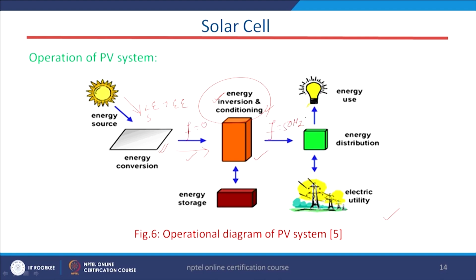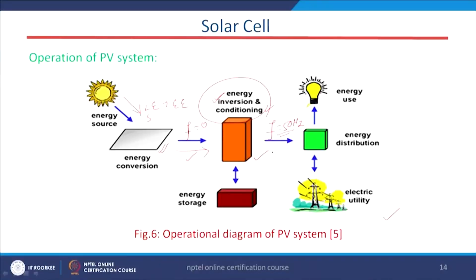Suppose in our grid we have 50 hertz frequency, as far as the AC system is concerned, and the loads also demand 50 hertz. So we have to ensure that the frequency as well as the voltage of the grid is maintained properly. That is what we have to take care of.